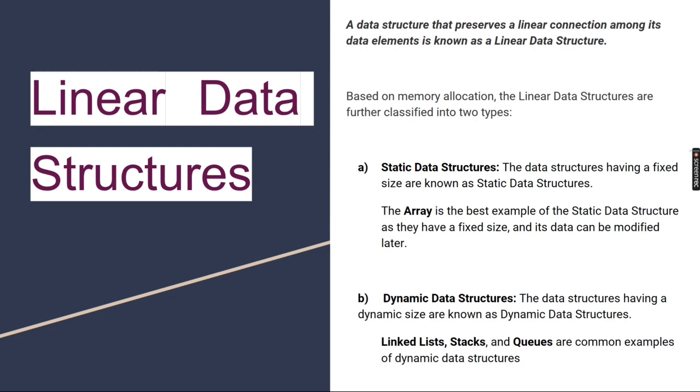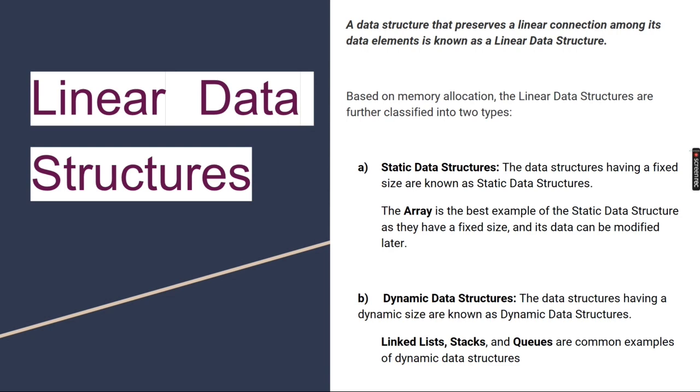The data structures having a fixed size are known as static data structures, as we can tell from the name. The memory for these data structures is allocated at compile time, and their size cannot be changed by the user after being compiled. However, the data stored in them can be altered. The array is the best example of a static data structure, as it has a fixed size and its data can be modified later.